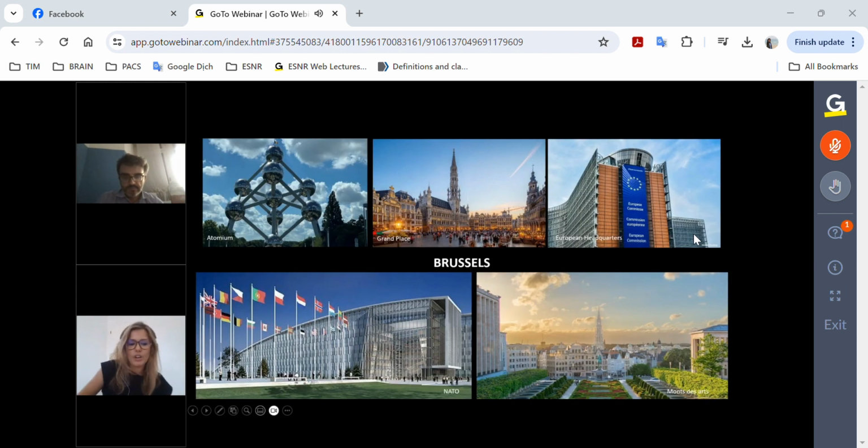Go, Martina. Okay, so now just to show you a little bit of the city where I live. So we have, of course, the Atomium, which is a landmark in the center of Brussels, the Grand Place, which is very famous and very beautiful in architecture. There are, of course, the headquarters of the European Commission and NATO, and there are a lot of paintings and art in Brussels, which you can enjoy.